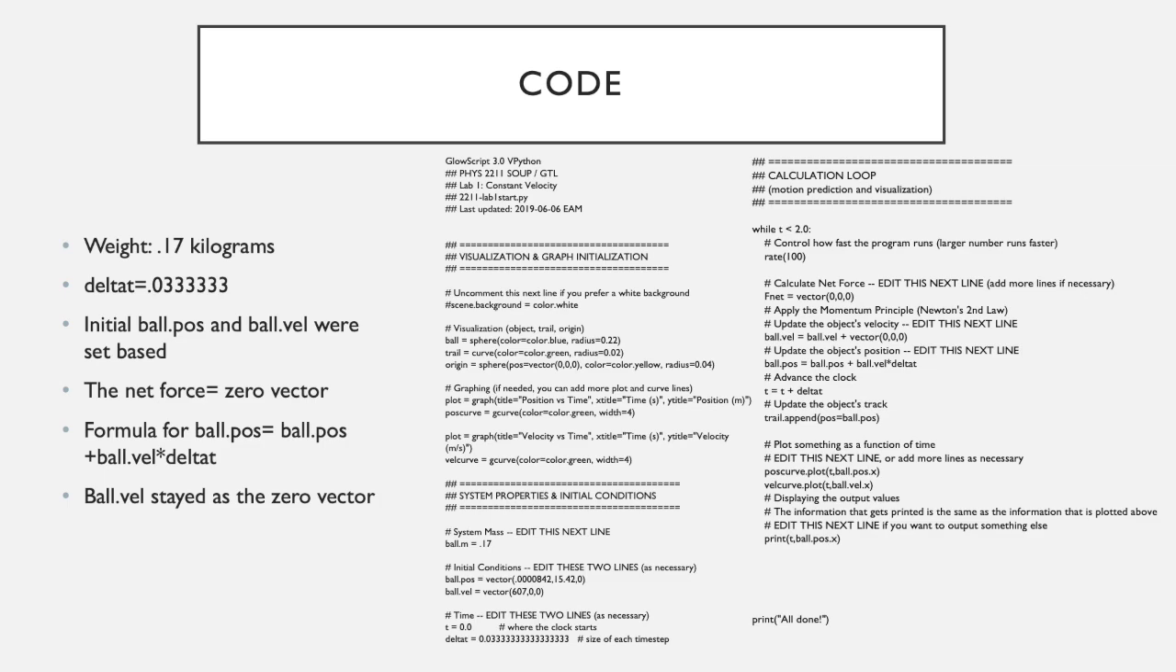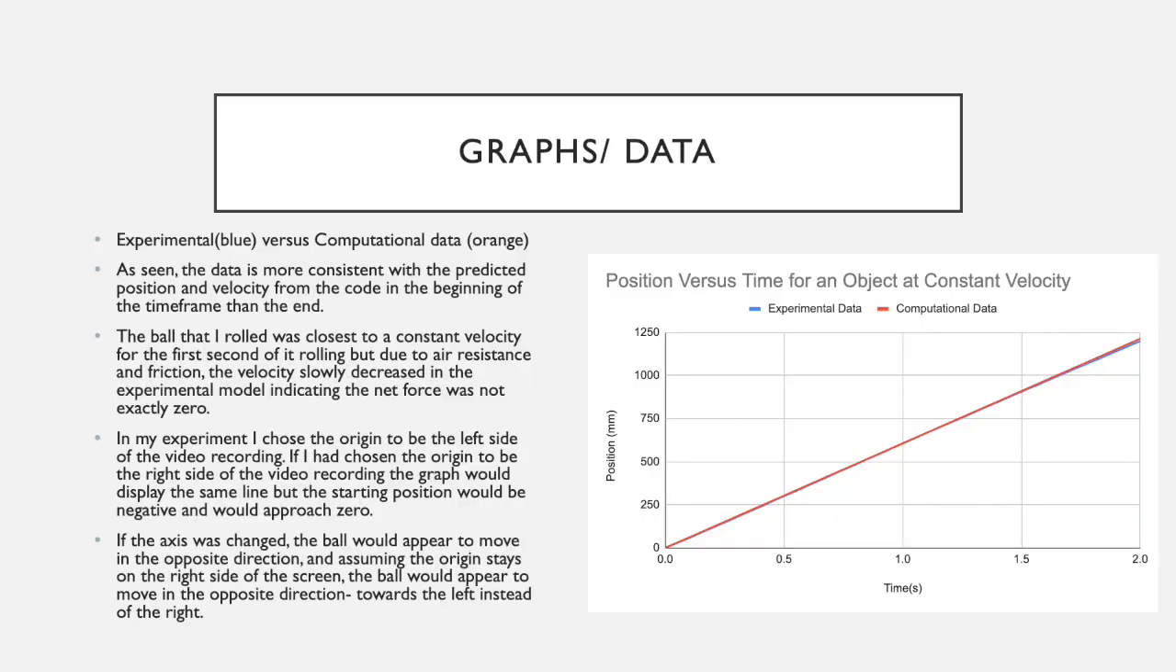I also changed the formula of the ball's position. The ball's position would be updated by equaling the position plus the change in time times the velocity vector. The net force was set to the 0 vector because for the ball to have a constant velocity, there would be no acceleration.